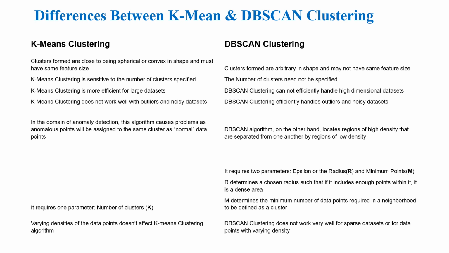Epsilon determines a chosen radius such that if it includes enough points within it, then it's a dense area. MinPts, or minimum points, determines the minimum number of data points required in a neighborhood to be defined as a cluster. DBSCAN clustering does not work very well for sparse data sets or for data points with varying density.